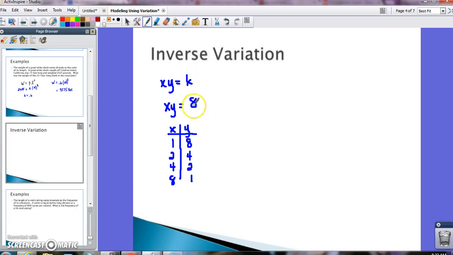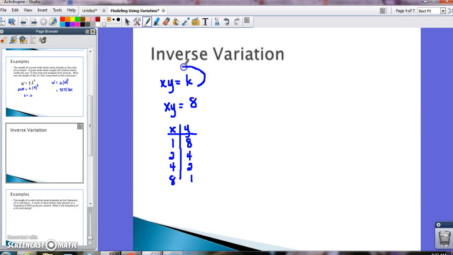And so inverse variation, you see your two variables are doing two different things, right? Because we're multiplying them together in this particular example, and it's the product of a constant. As one of the numbers increases, the other one has to decrease. Okay, it has to. That's the idea behind inverse variation. As one gets larger, the other one gets smaller.